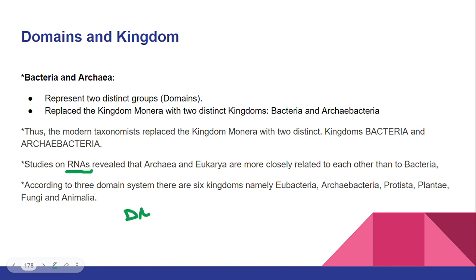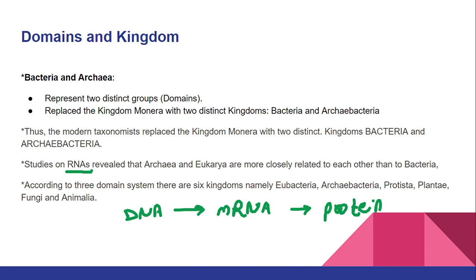Now, study of the RNA. That's what I told you, class. From the DNA, there will be the formation of mRNA, and from the mRNA, a particular protein is formed. So we have studied the RNA. That means the RNA of archaea is similar to the RNA of eukarya. More closely. Can I say more exactly similar? No, it is more closely related to each other. That's why the proteins which are present in the eukarya will be present in the archaea as well, right?